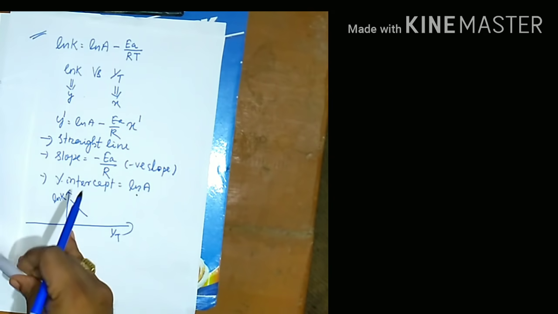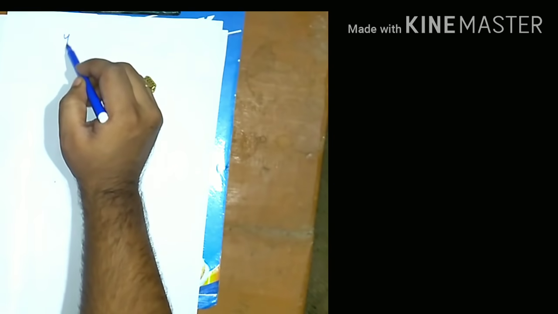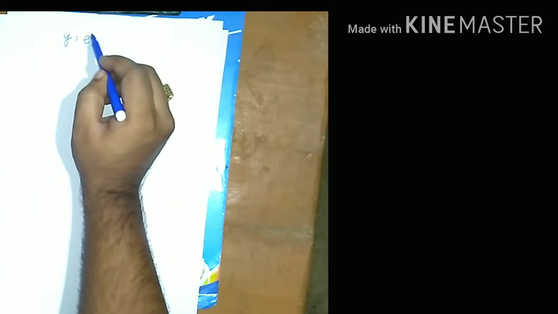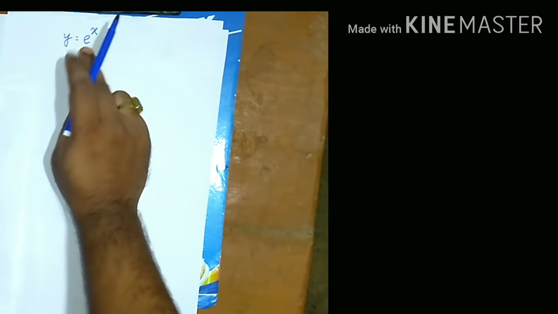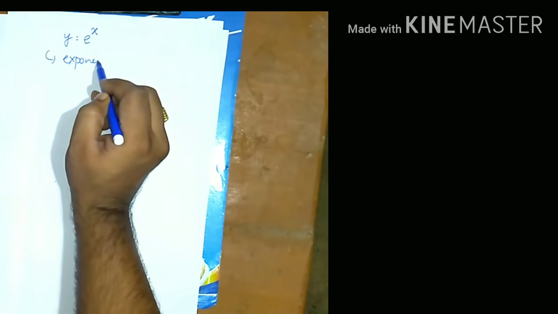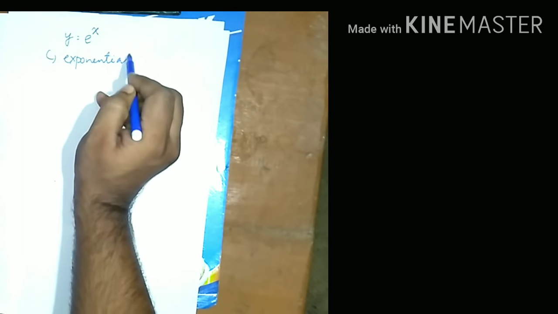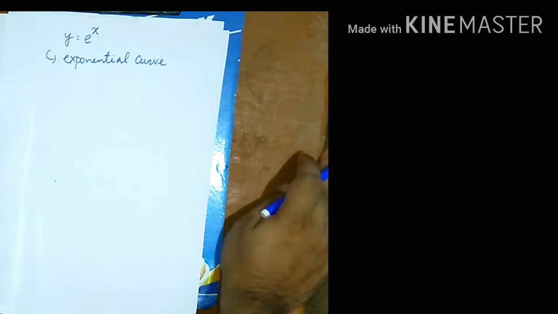Next, go to another important one. If you are given an equation like y is equal to e to the power x, whenever e will be there, the answer is simply exponential curve. Whenever e is there, the answer is exponential curve.